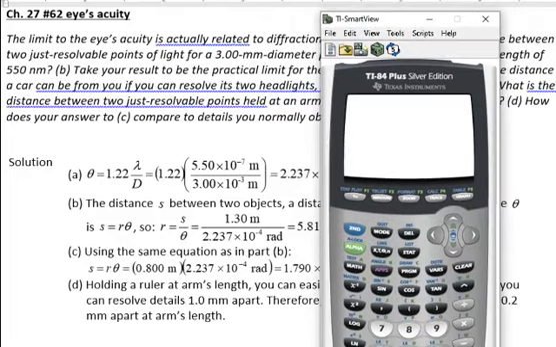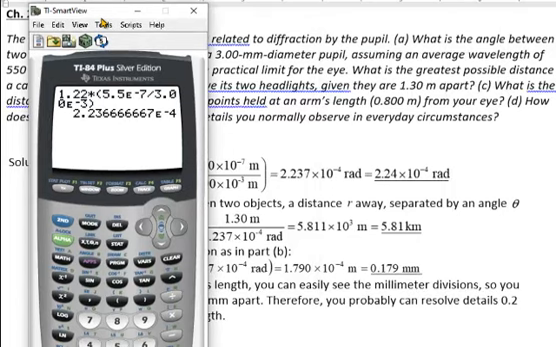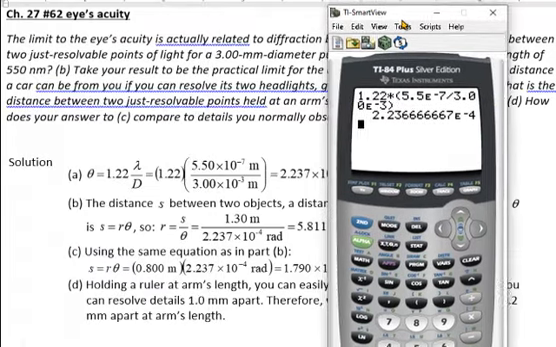And then when I do this kind of problem here, let's see, 1.22. That comes from the Rayleigh criterion. It's part of the formula. So 5.55, that's the 550 nanometers, so 10 to the negative 7, divide by the 3.00 times 10 to the negative 3. Hit enter, and there is the 2.237 times 10 to the negative 4 radians that they come up with.